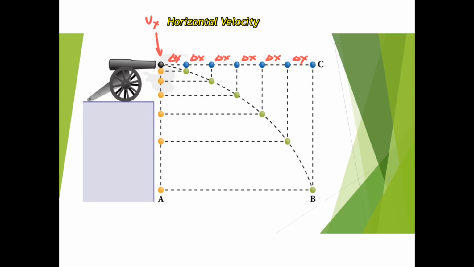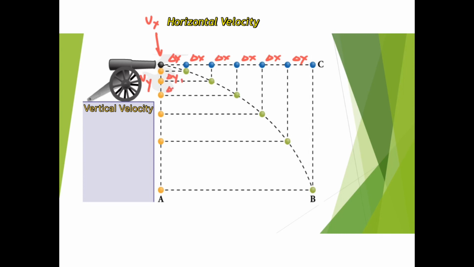On the other hand, the vertical velocity of the projectile, which we're going to call Vy, is affected by the acceleration due to gravity. And as shown in the diagram, the vertical displacement changes in every time interval. So for instance, this is delta y1.